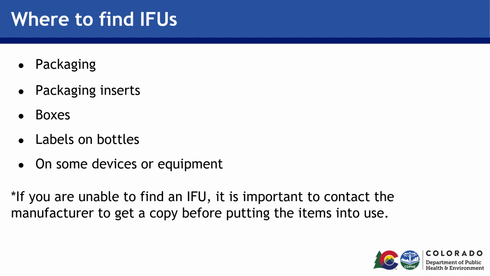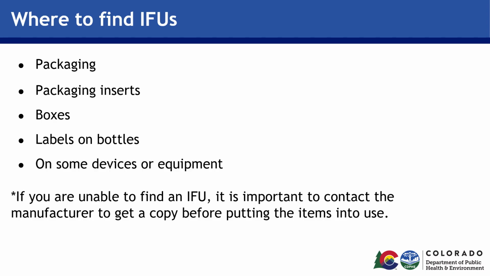Where to find IFUs. Now that you know what IFUs are and what items have them, let's talk about where to find these IFUs the next time you look at a product or equipment. Depending on the product, device, or equipment, and how it is packaged, it can be found in many different places. You may find it directly on packaging, packaging inserts, boxes, labels on bottles or containers, or directly on certain devices and equipment.